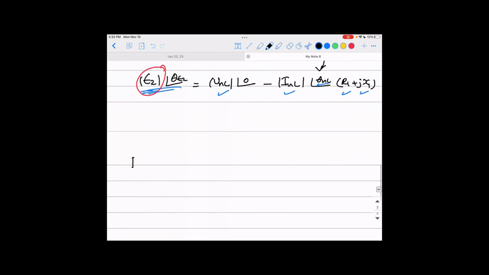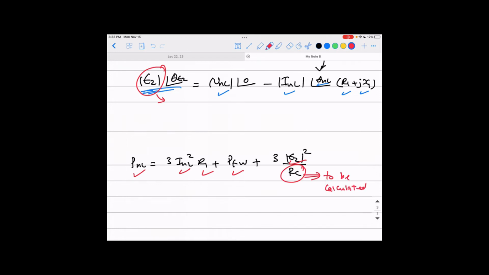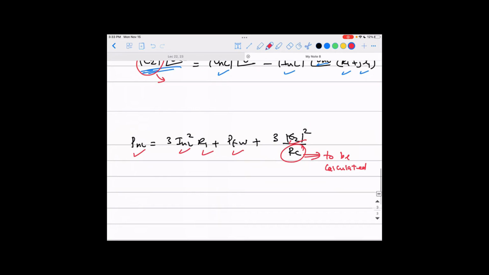Again, because P no load equals 3 I no load squared R1 plus P friction and windage plus 3 E2 magnitude squared divided by RC. P no load is measured, I no load is measured, R1 is from the DC test, and P friction and windage we just found by extrapolation. E2 is now known as a magnitude. So everything is known except for RC, and that's what we need to calculate. Now you know how to find RC. That's it.